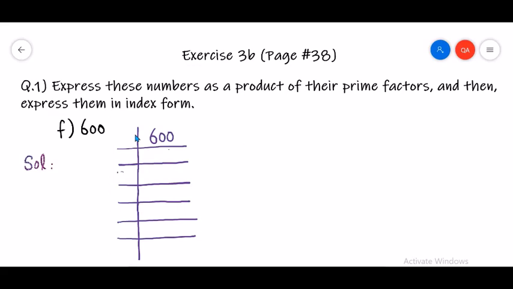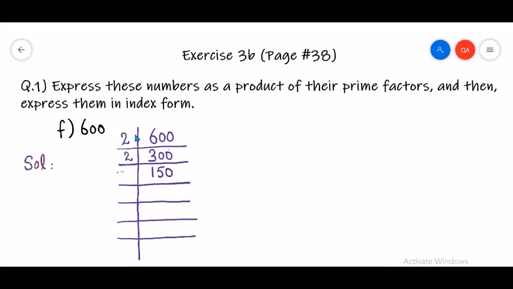Now let's try to factorize 600. Look at this number. This number has 0 in its units place. That means this number is an even number. And the smallest even prime number is 2. So here we will write 2. 2 sixes are 12, 2 threes are 6, 0 and 0. Now again we have an even number, so it will also be divisible by 2. 2 ones are 2, 2 fives are 10 and 0.